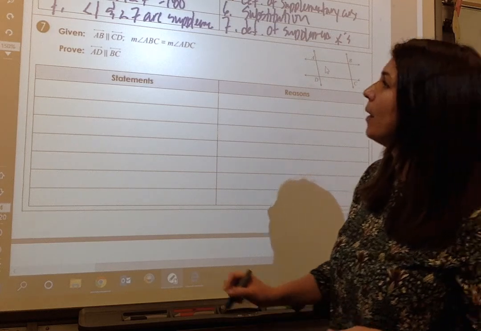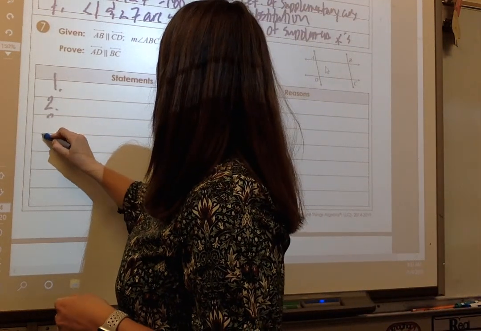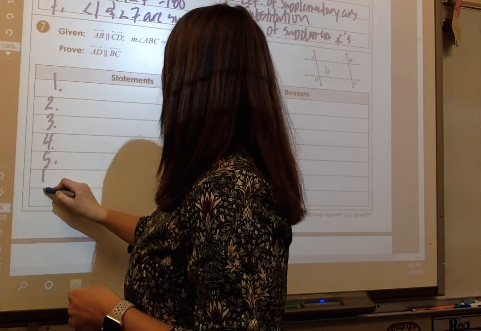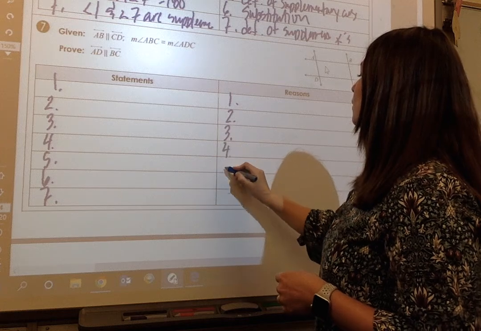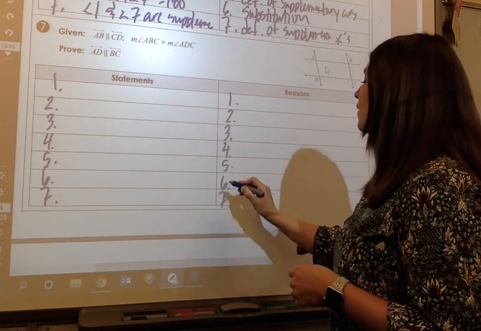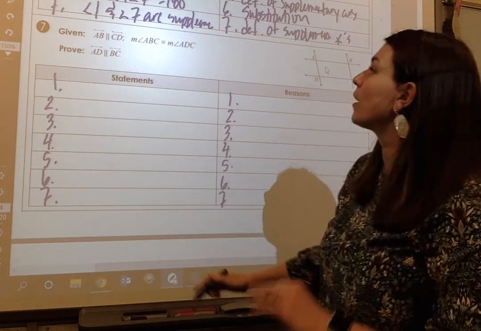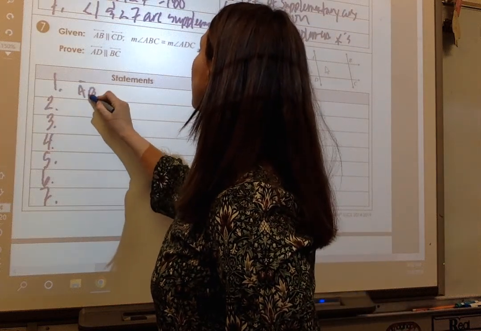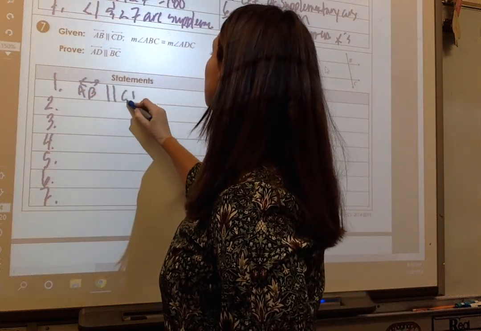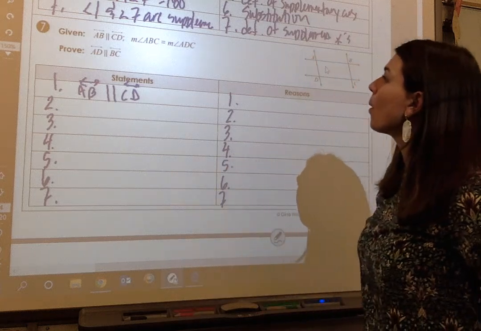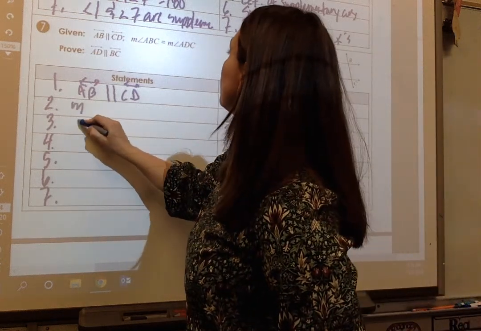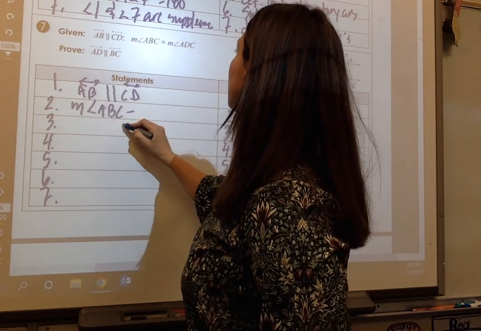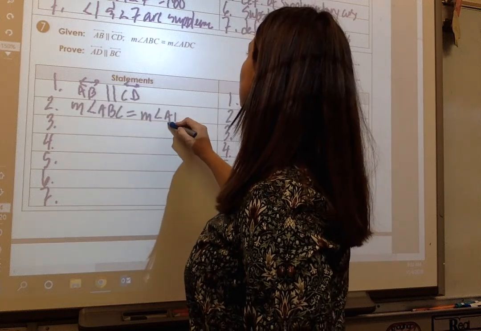All right, here we go. 1, 2, 3, 4, 5, 6, and 7. All right, so let's start out, and I have that line AB is parallel to line CD. So that's given. I have the measurement of angle ABC is equal to the measurement of angle ADC.